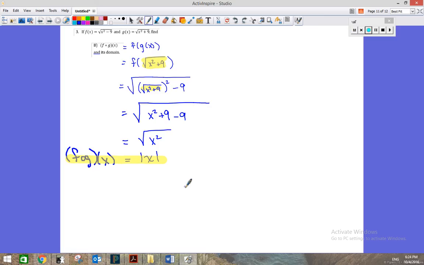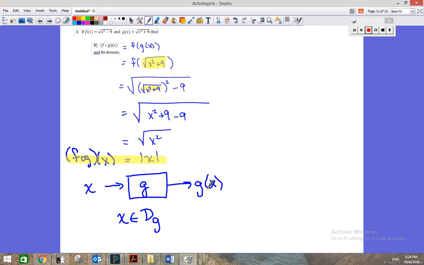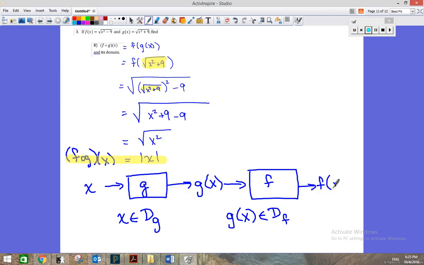Now let's find the domain. Alright, for a composition, two things always have to be true. The input has to be in the domain of our first function. Our first function is g. This x has to be in the domain of g in order to get an output. Otherwise, it would be undefined. We would have no output. This output now becomes the input into f. So this g of x has to be in the domain of f, or otherwise f would produce no output.